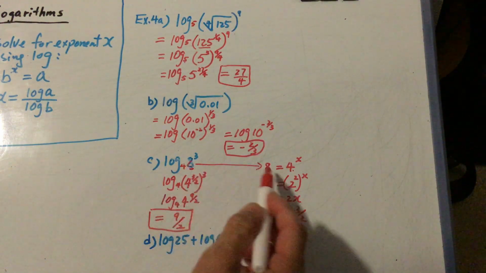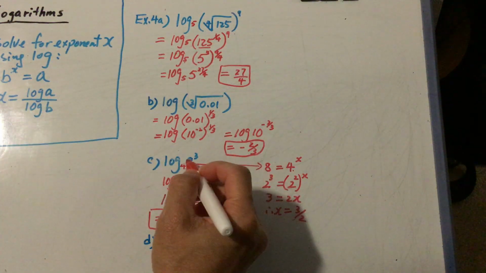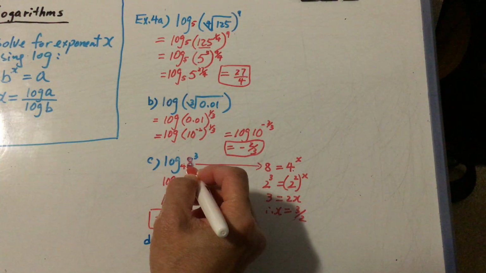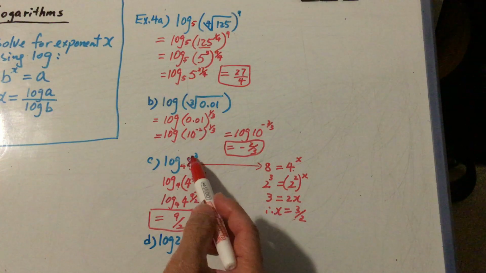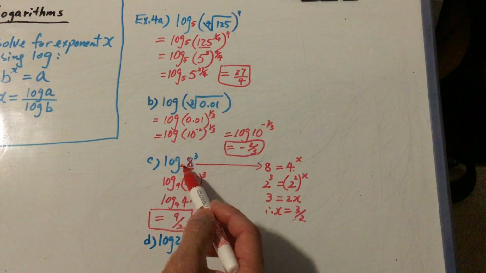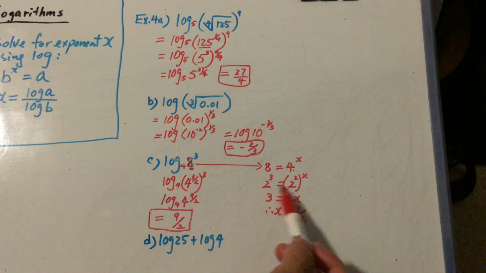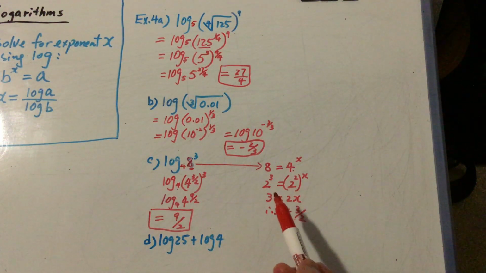This is one of the techniques we can use to turn some of the numbers into the same base. If they do have something in common, you can turn them into the common base.